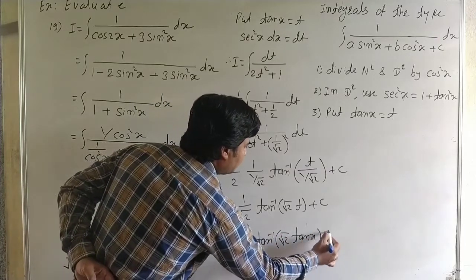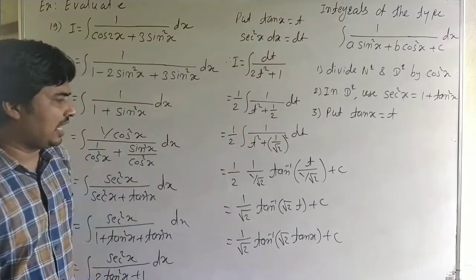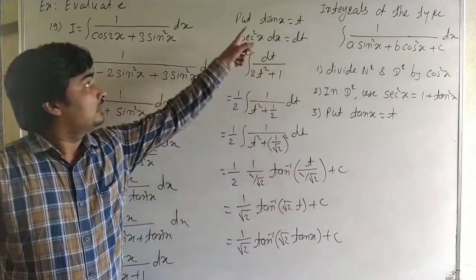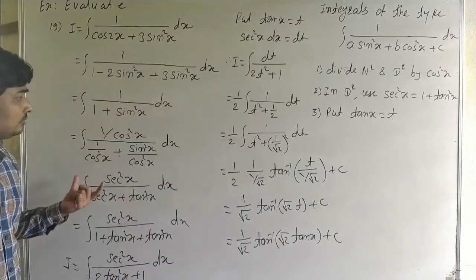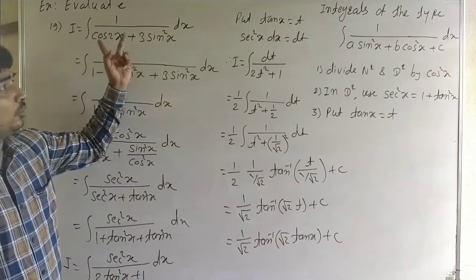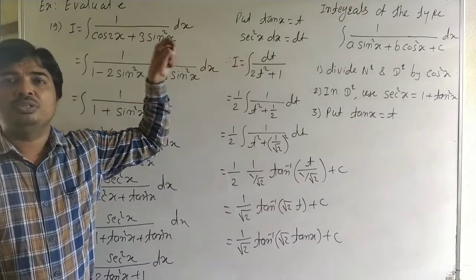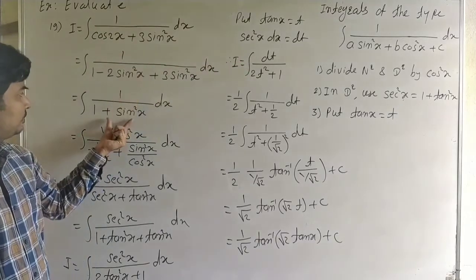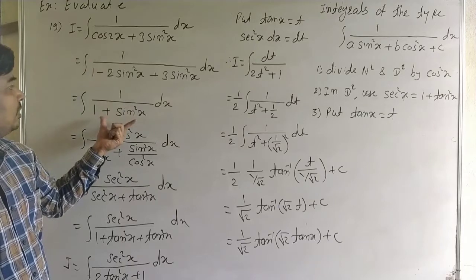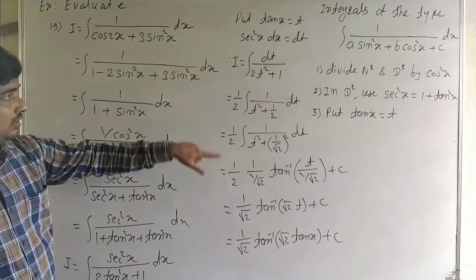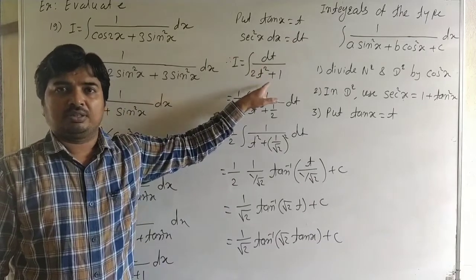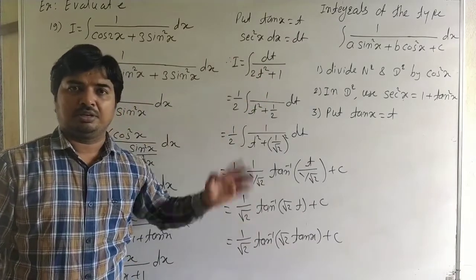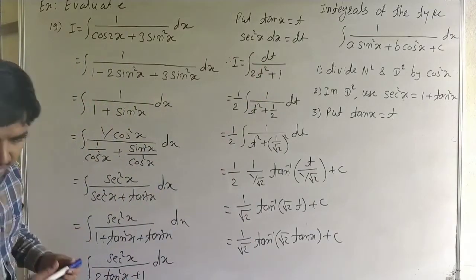Then put the value of t, that is tan x is equal to t. See carefully. This example is not in our type, so we simplify it and reduce the example to our type, and then apply these three methods. Then it reduces to 1 upon a quadratic function and we solve this 1 upon quadratic function. Now we see the next example.